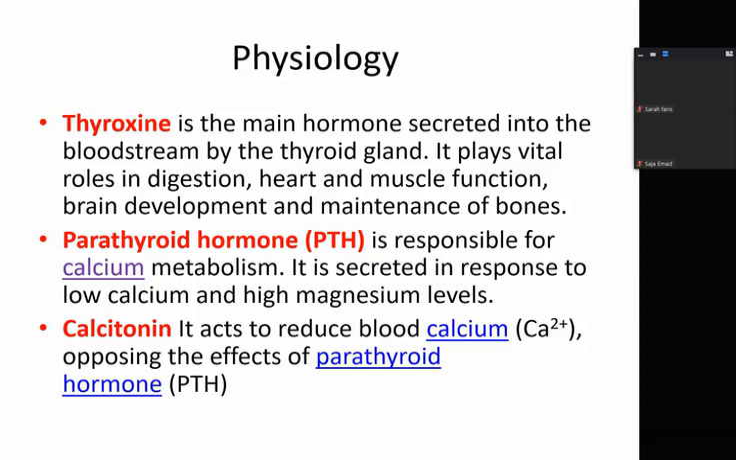Parathyroid hormone is responsible for calcium metabolism, secreted in response to low calcium and high magnesium levels. Calcitonin acts to reduce the blood calcium, opposing the effect of parathyroid hormone.